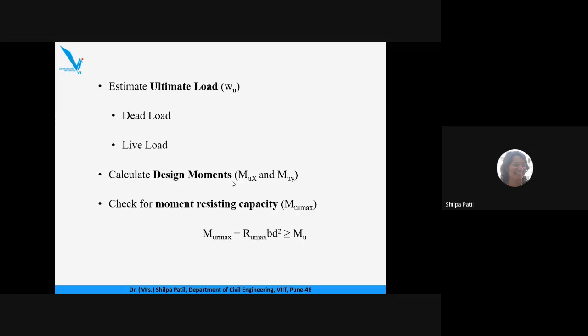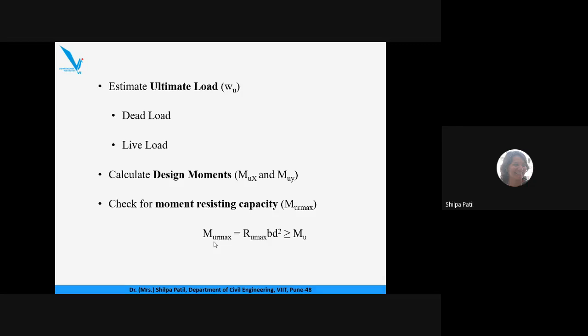Then next is check for moment resisting capacity, MUR max. Again, the same formula is there, RU max into BD square. Here, the MUR max in x direction will be calculated by considering dx here, and it is compared with MUX. Similarly, MUR max y is calculated by putting dy value here, and it is compared with MUY. So again, MUR max value will be two values, one by considering dx and another considering dy, and both these values will be compared with MUX and MUY respectively.